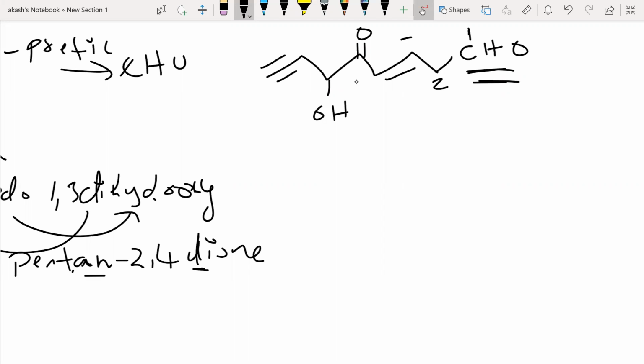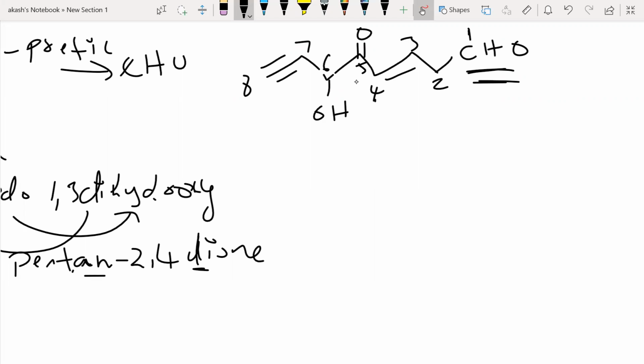So 1, 2, 3, 4, 5, 6. Fine. So this is going to be 6, 7, and 8. There are 8 carbon atoms, right? So I think that one thing you missed, that's why it became 5-hydroxy, Rahul. It's 6-hydroxy. But anyway, good attempt. Very nice attempt.